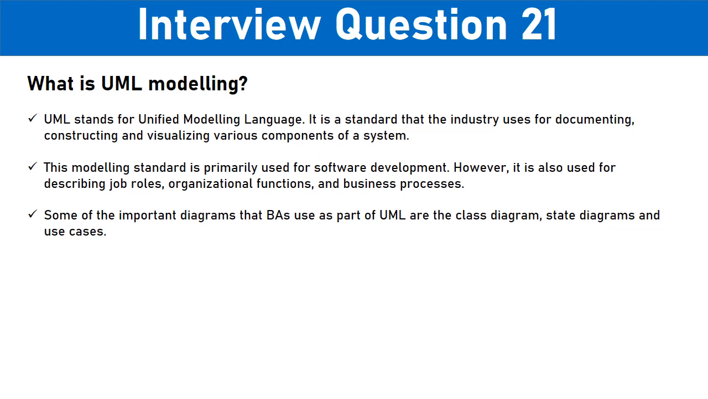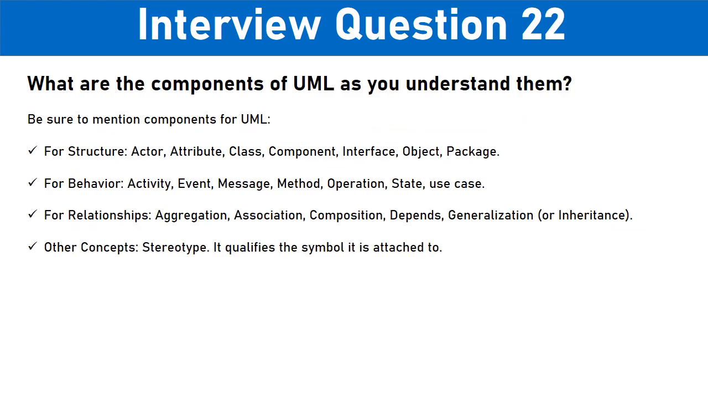Interview question 21. What is UML modeling? UML stands for Unified Modeling Language. It is a standard that the industry uses for documenting, constructing and visualizing various components of a system. This modeling standard is primarily used for software development. However, it is also used for describing job roles, organizational functions, and business processes. Some of the important diagrams that BAs use as part of UML are the class diagram, state diagrams and use cases.